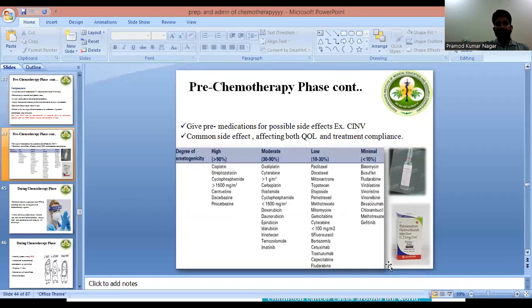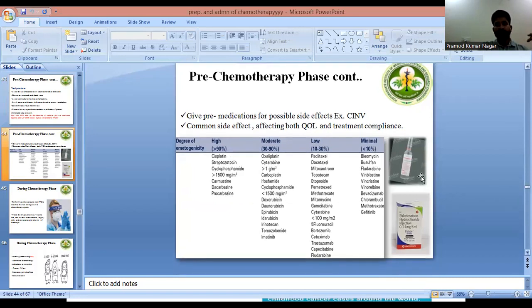In the pre-chemotherapy phase, give pre-medication for the possible side effects of chemotherapy-induced nausea and vomiting. The common side effect is nausea and vomiting. For that, we administer ondansetron or palonosetron, or as per the physician order. Consider the emetogenicity of the medication: cisplatin, cyclophosphamide, and dacarbazine have a high chance of vomiting, with moderate, low, and minimal risk for others. So choose the antiemetic as per the protocol or the physician order.